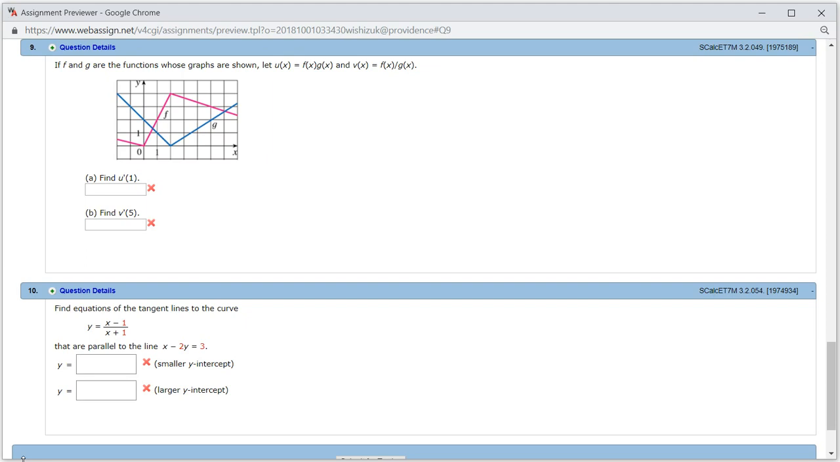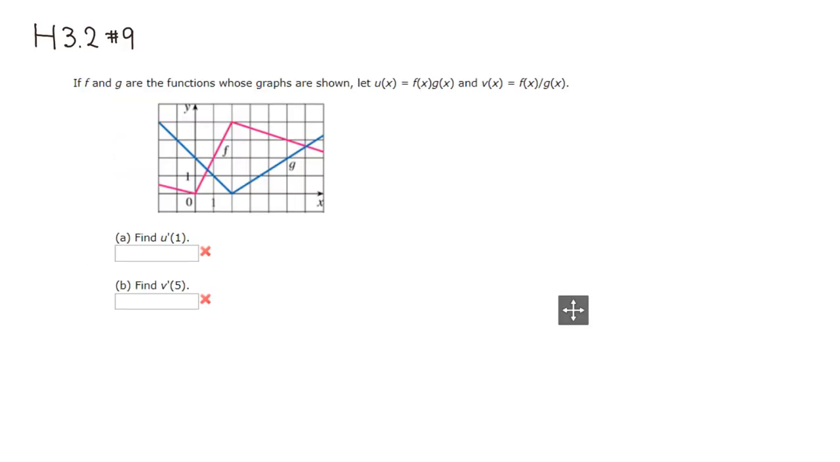All right, let's look at homework 3.2, problem number 9. Let's find u prime of 1 and v prime of 5. Let's see, u is just a product between f of x and g of x.